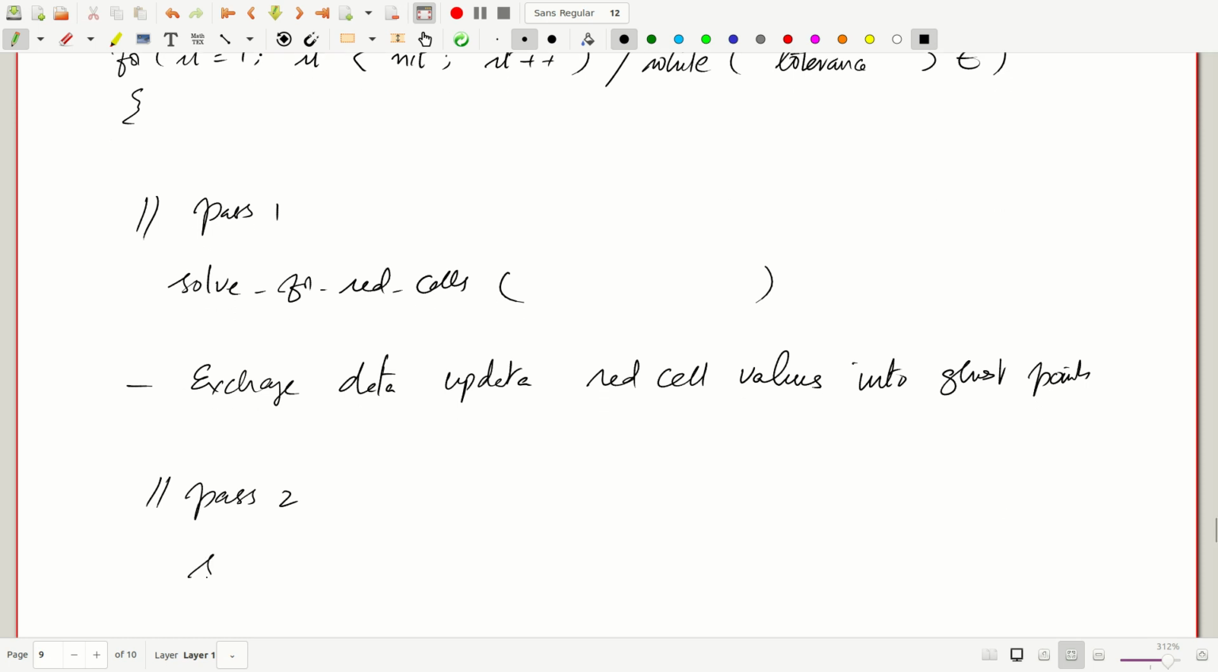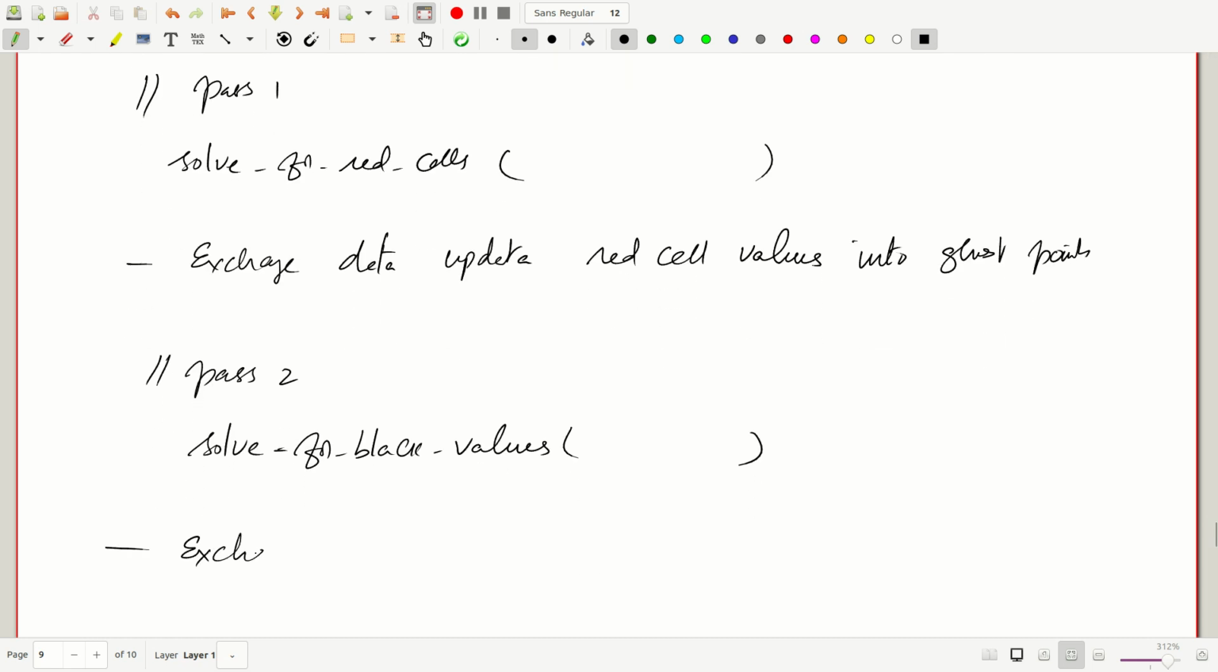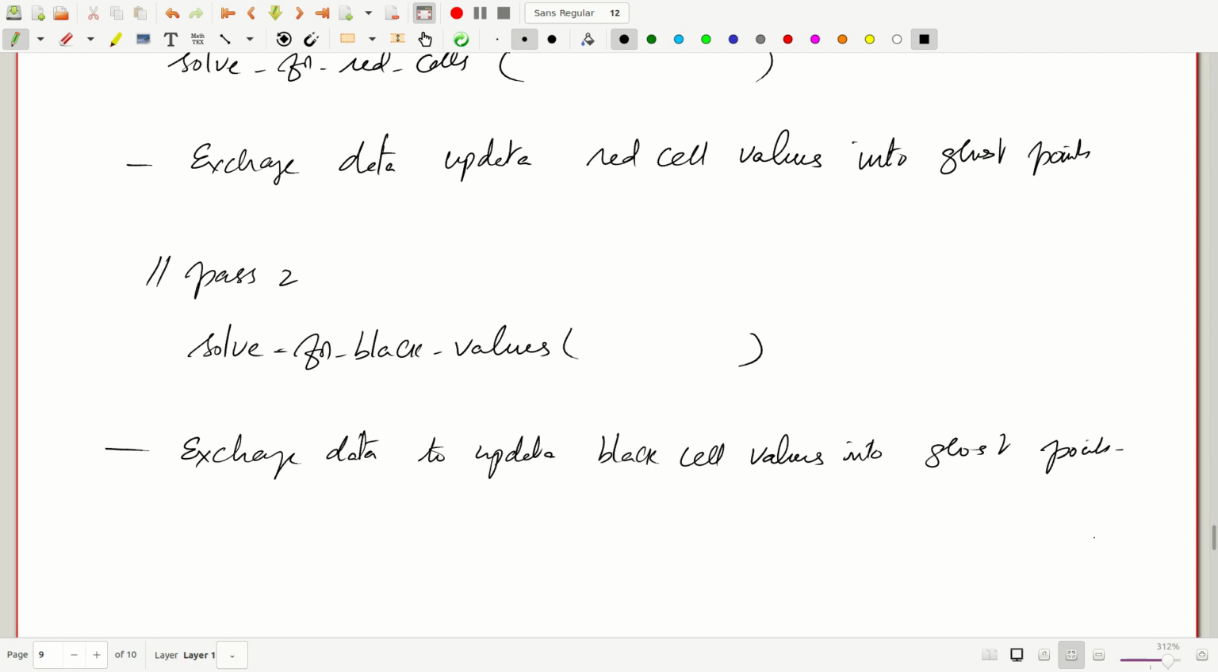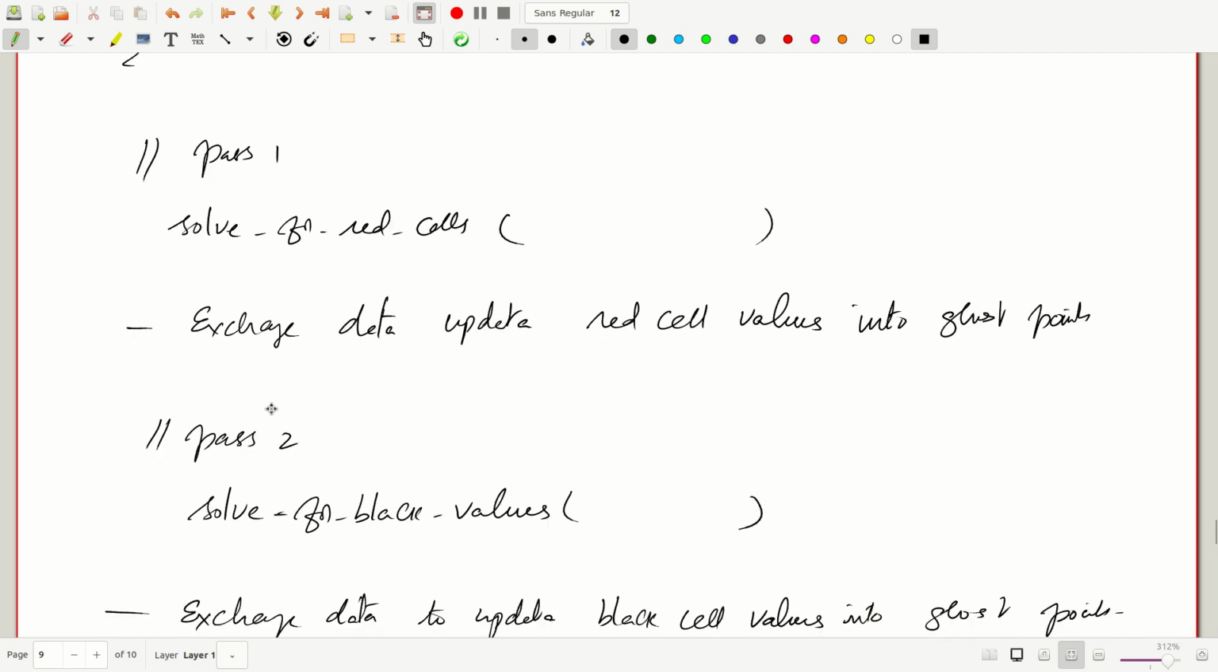Okay, and then we have pass 2, in which we basically solve for black values, and then we would exchange data to update black cell values into ghost points. Okay, so that's all that is required. Of course, you need to do other calculations on convergence criteria and things like that. Okay, so that's pretty much it.